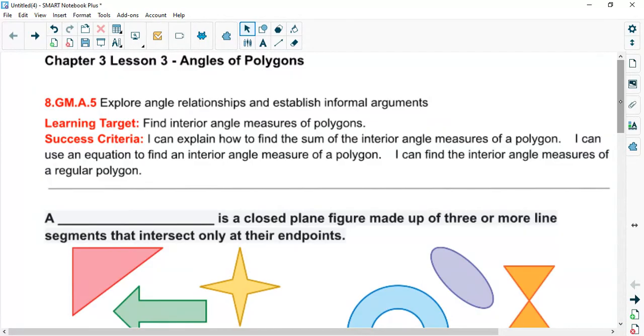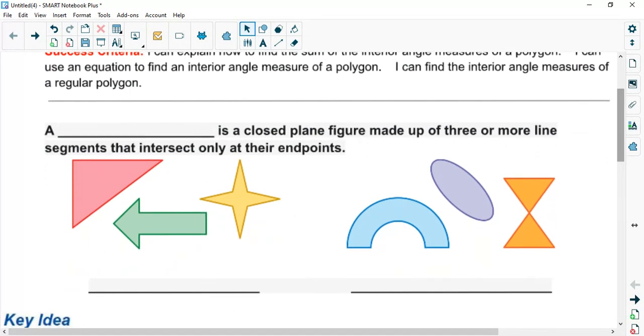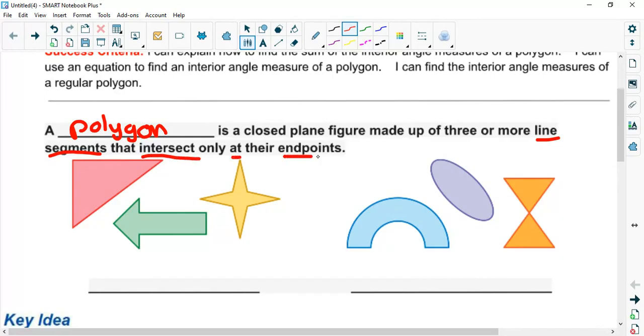Let's first start with vocabulary. A blank is a closed plane figure made up of three or more line segments that intersect only at their endpoints. That definition is the definition of a polygon, a word that means many sides, and it's saying that a polygon is made up of line segments and they only intersect at their endpoints.